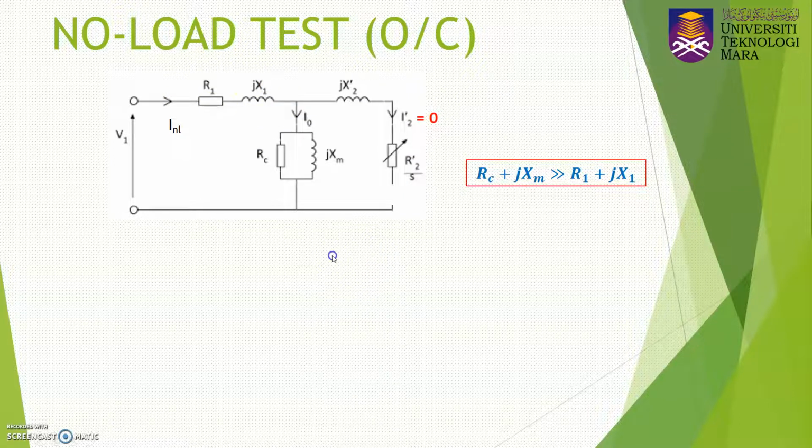The equivalent circuit of the induction machine during the no load test will be equal to this. We just remove the rotor part because it is open circuit here, and because the values of RC and XM are much greater than R1 plus jX1, you can just short circuit here.